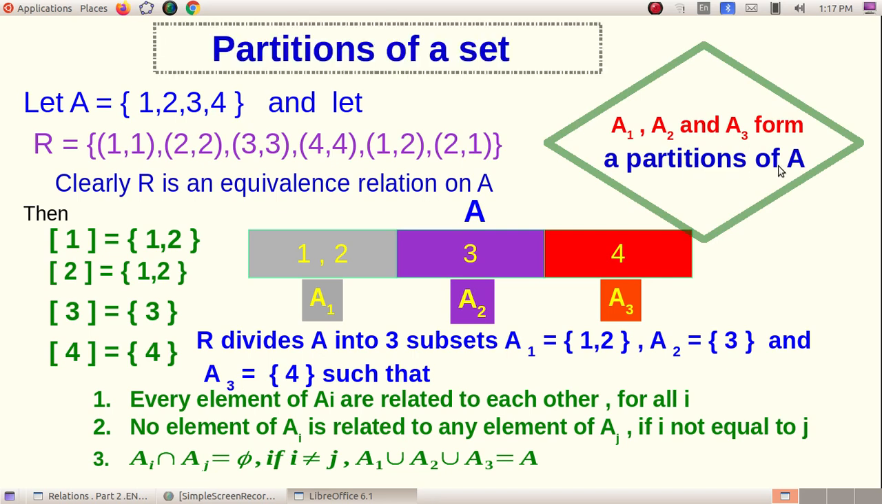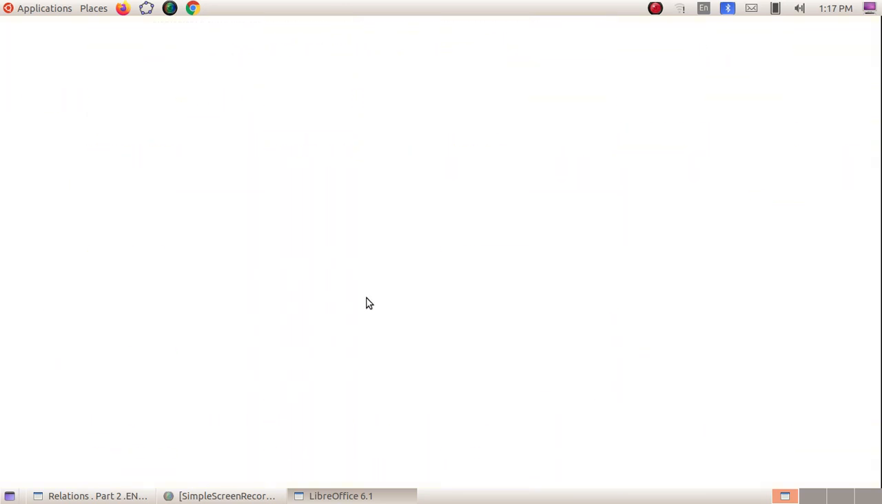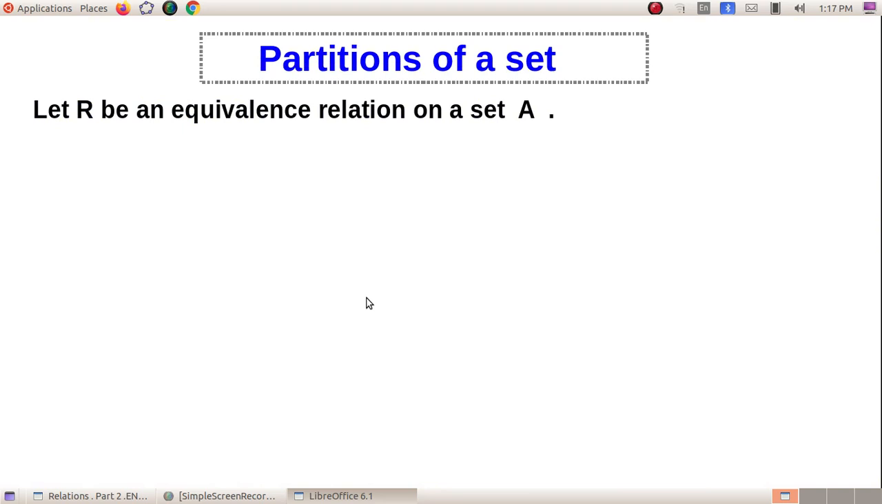Then what is a partition? Partition means a number of subsets of a set satisfying three conditions. First condition: every element in Ai is related to each other. No element of Ai is related to any element of Aj, and pairwise intersection equals empty set and union equals A. Clear? Now let us write its formal definition.